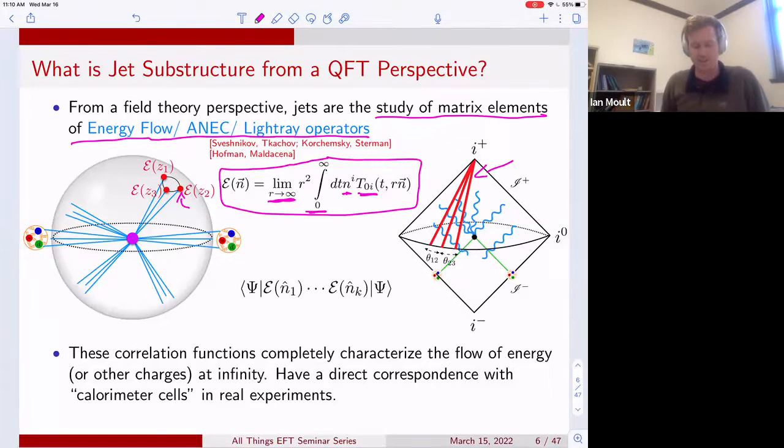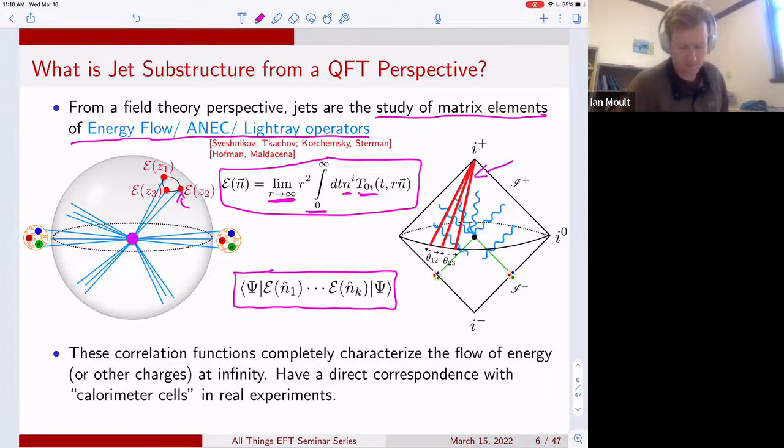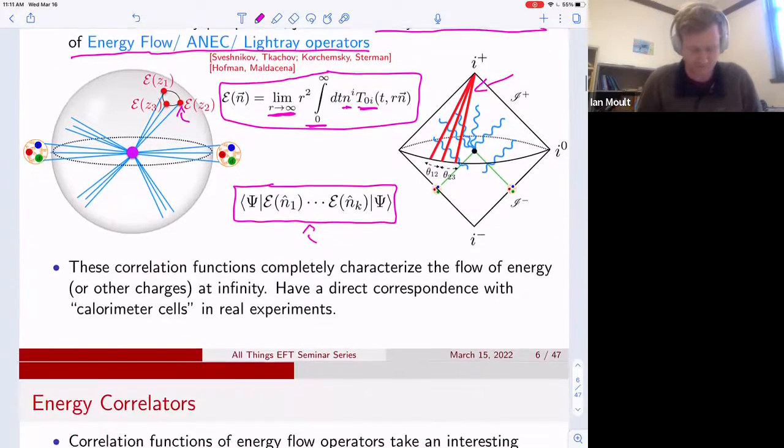And then you can use these operators to define jet substructure as essentially the study of the correlation functions of these objects in some particular state, for example, the state produced at the LHC. If you had all these correlation functions, they would completely characterize the flow of energy or any other charge you wanted at asymptotic infinity. The very nice thing about this is that these are correlation functions which you can study using all the standard techniques such as symmetries and an operator product expansion, as I'll show. And so it's a very nice way of formalizing what you actually want to study in jet substructure.